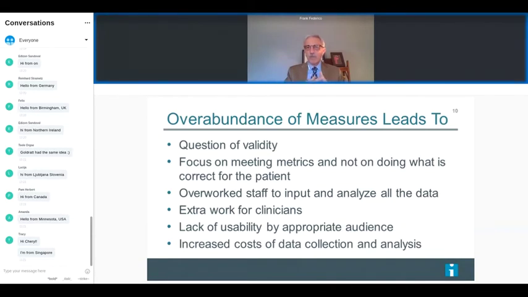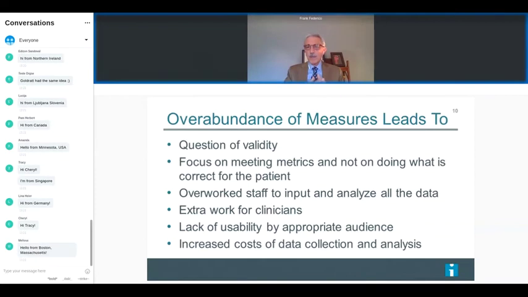We have staff who are overworked and have to spend so much time analyzing all the data and yet may not even have the understanding of what the data are telling them. It is extra work for clinicians because we ask them to constantly document and do other things that they probably aren't really necessary to do. The usability for the appropriate audience is an issue because we collect and don't necessarily identify what is important to who that audience is. And there's always the increased cost that goes along with data collection.